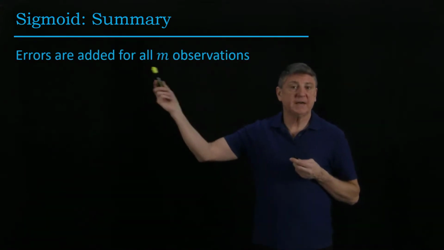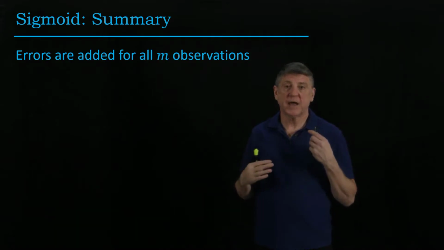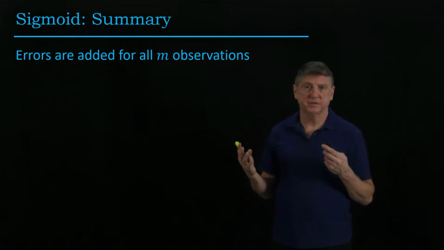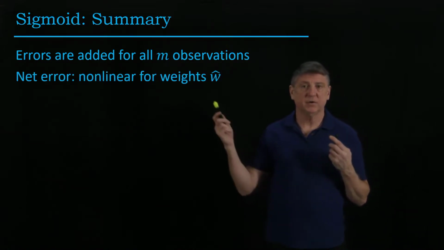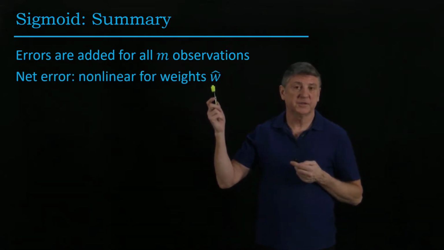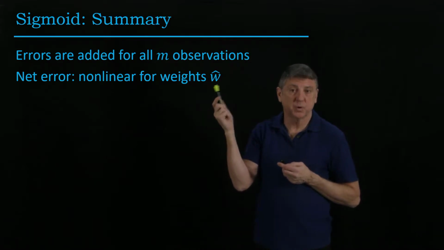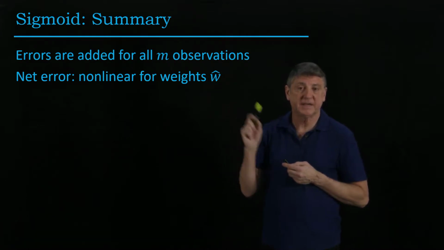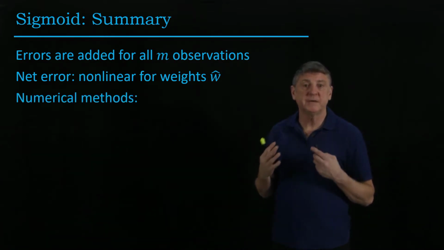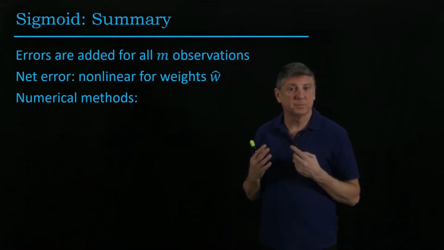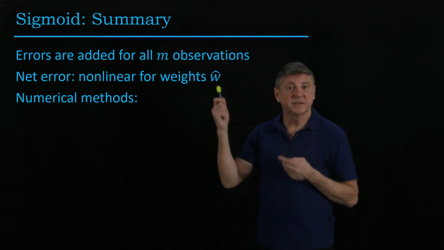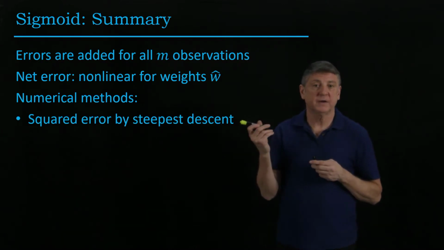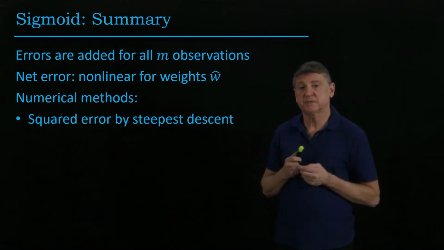What we do is we add up the error for all of the observations. So we're adding all of these curves up, and we're getting, in high dimensional spaces, a net error that is nonlinear as a function of the weights, and the weight vector is what we're trying to find, right? We're trying to find a hyperplane that separates the data. And what we're trying to do is minimize the error, minimize the false positives and false negatives of this hyperplane classification.